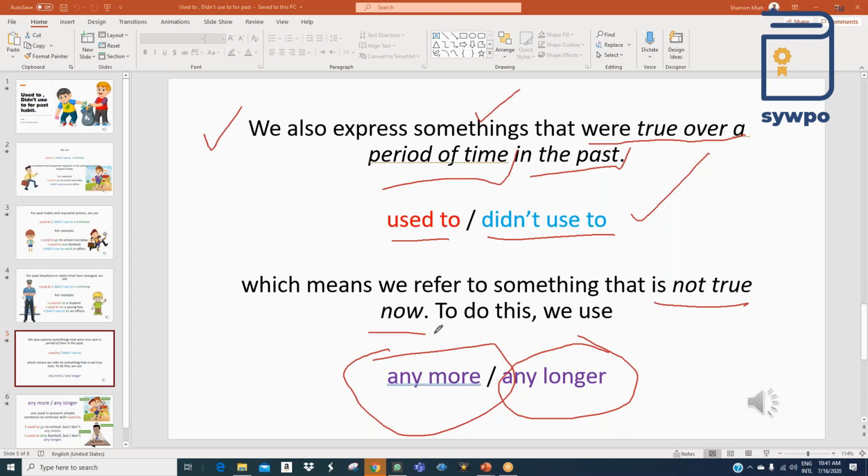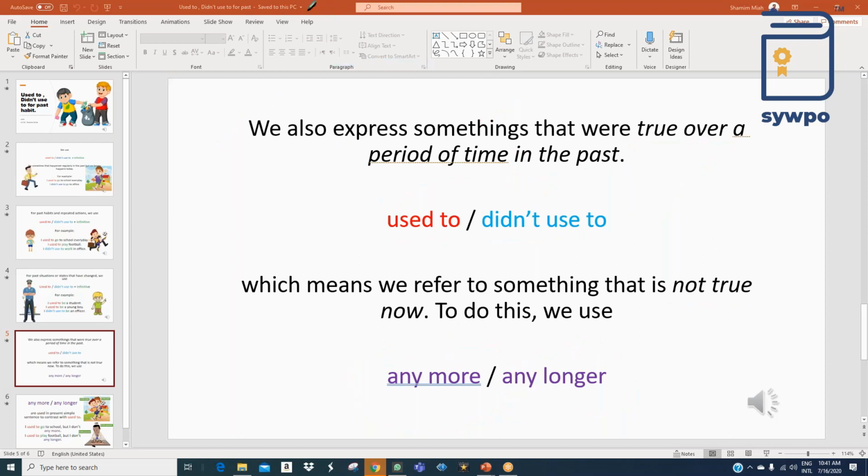So what was true in the past is not true today, right? Today you are not the same person, you are not doing the same things anymore. So that's why whatever was true in the past, you write it with used to and didn't used to, and what's not true today, you have to add any more and any longer. So you how you add this and really, if you write two sentences together, then you in the next slide.